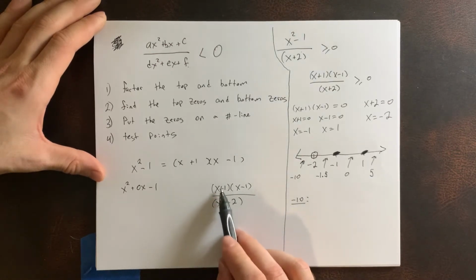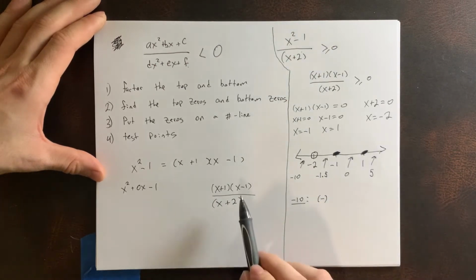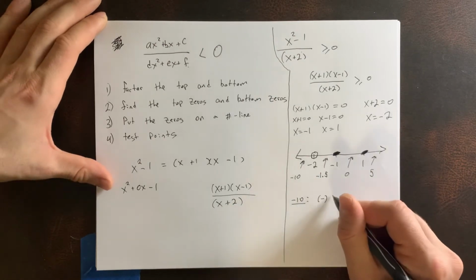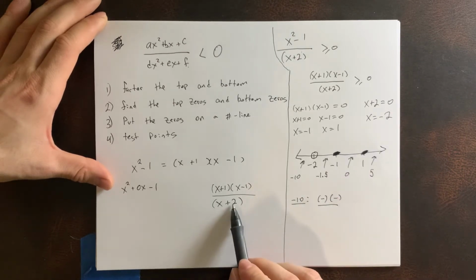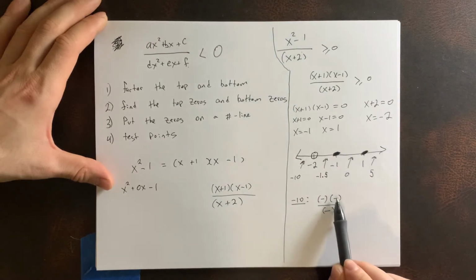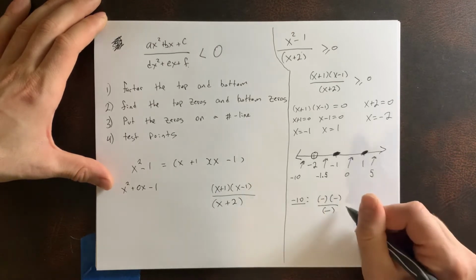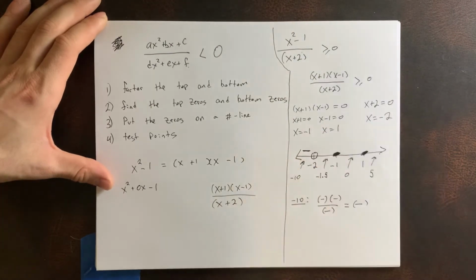If we plug in -10 right here, we get -10 plus 1, which is -9. So that's a negative number. So let's put a minus sign here. If we do -10 minus 1, that's -11, so another negative number. And if we do -10 plus 2, that's -8, so another negative number. So here we have two negatives on the top and a negative on the bottom. A negative times a negative is a positive, and here we'd have a positive divided by a negative, which is negative. So this number right here is minus. So up here, we're going to put a minus sign.